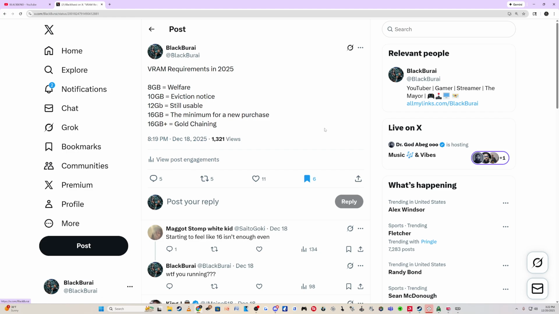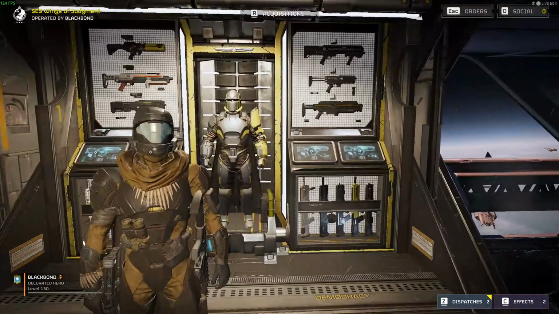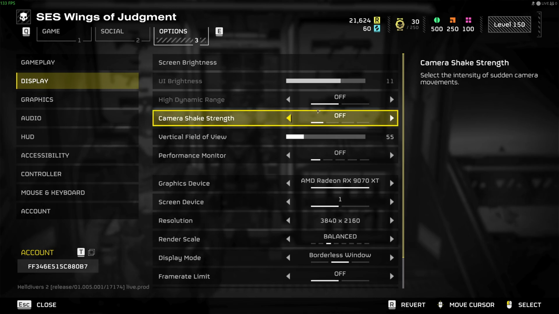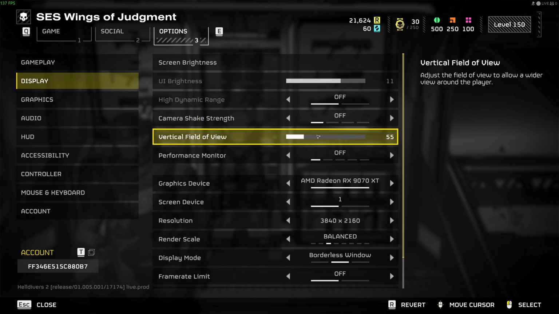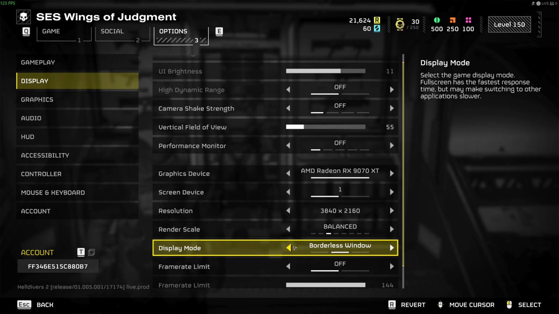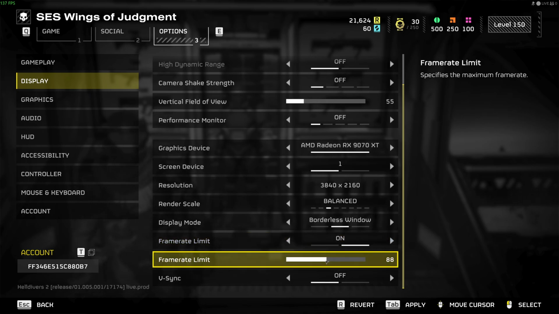If you really wanted to, you can turn your settings down. You can lock your frames down to 60 so you would not be utilizing it. In fact, let's do a demonstration about that real quick. Let's go into Helldivers. We're utilizing a little bit over 10 gigabytes on the GPU side. Let's go into the display settings, find the frame limit, turn it on, and drop it down to 60.